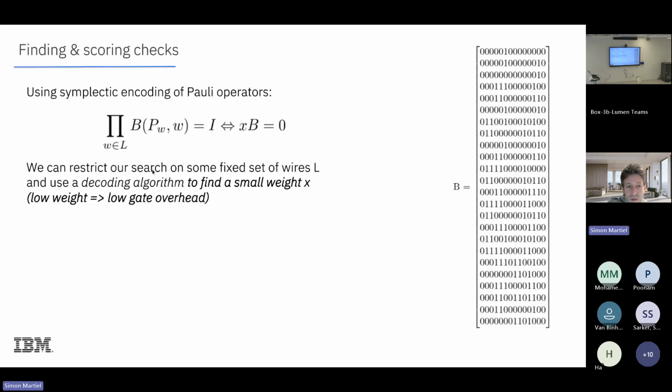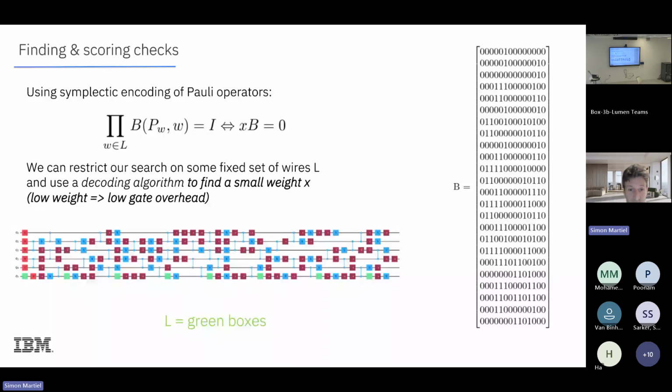And this also lets us do cool things like restrict the search to some fixed set of wires within the payload. We don't necessarily need to look for a global check that acts on the full payload. We can actually pinpoint, for instance, one qubit and look at all the wires of that precise qubit, and only look for a check that's located on that qubit. And finding a low weight X will give us basically the few Pauli gates we need to add in order to have a valid check. And this can be done using a standard decoding algorithm.